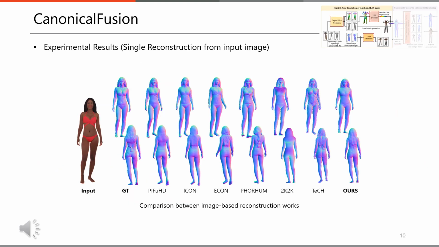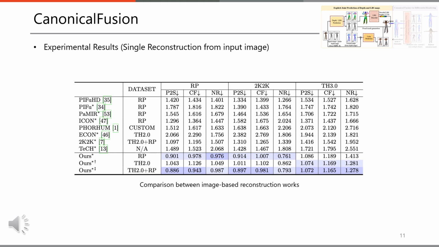We evaluate our main network's performance, which reconstructs posed mesh for each frame, with other works like PIFuHD, ICON, and ECON. Our results perform better than previous image-based reconstruction methods both on the front and back side. In this table, ours performs best on all the test sets, including RP, 2K2K, and TH dataset. For testing, we select 20 scan models from each RP and TH 3.0 dataset that were not used for training.